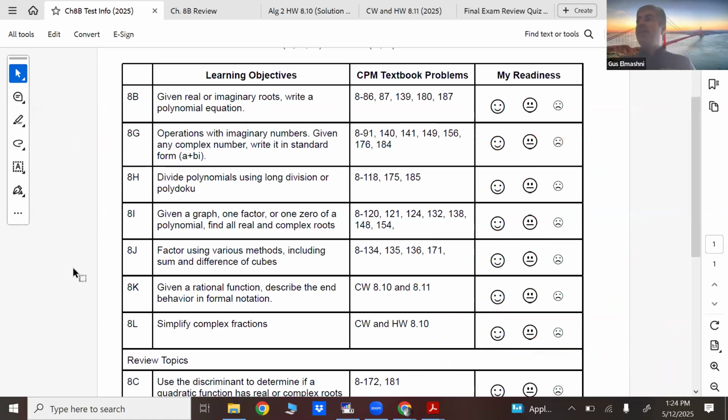All right, next up. This is where you put yourself in my shoes. What am I thinking when I write this test? Look at 8G, operations with imaginary numbers. Given any complex number, write it in standard form. We've done this already.